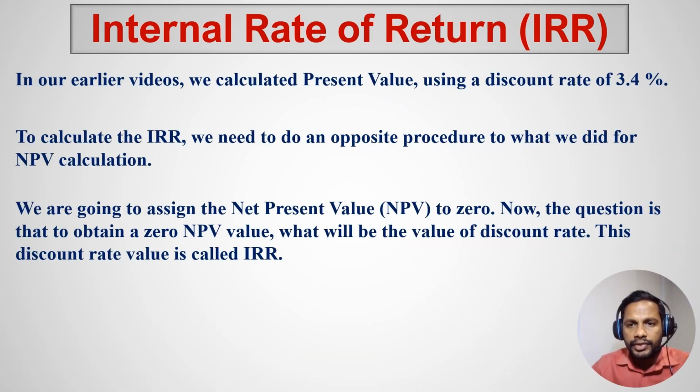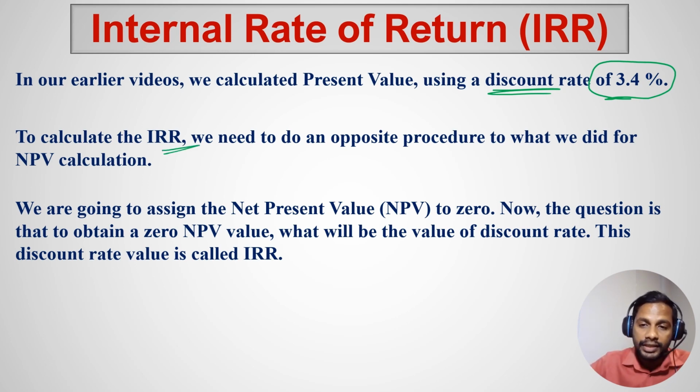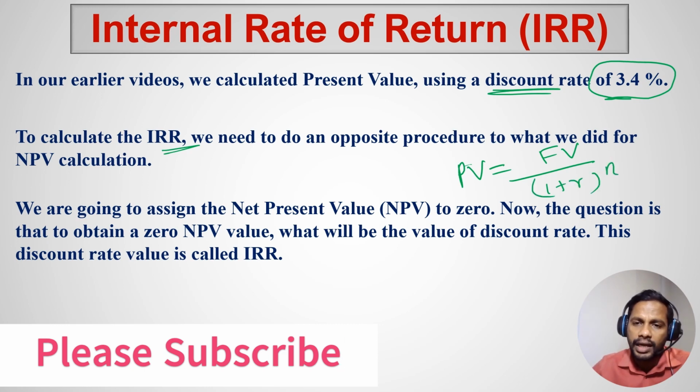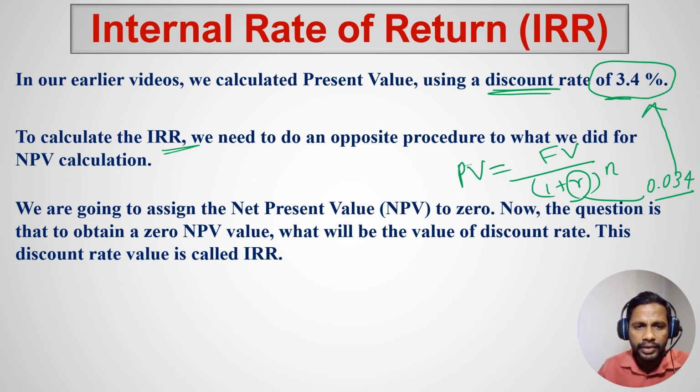As we said, now we are going to find the IRR. If you remember the NPV calculation, we used 3.4% as the Australian discount rate. The IRR procedure is just the opposite of the NPV. The PV calculation: present value equals future value divided by (1 plus R) to the power n. This is the equation, and for R we used 0.034 because it is 3.4 percent. Now the procedure is to assign the NPV as 0 in the equation.